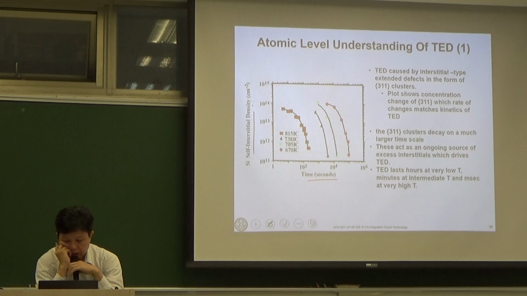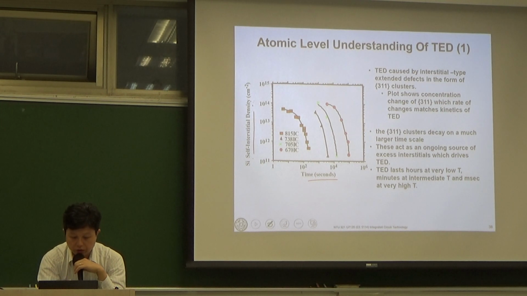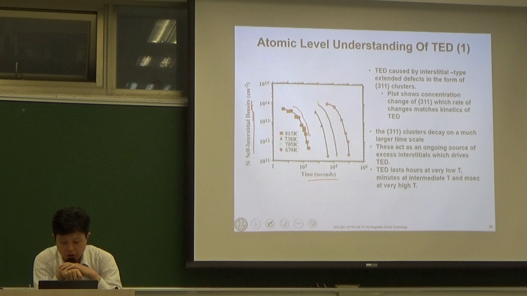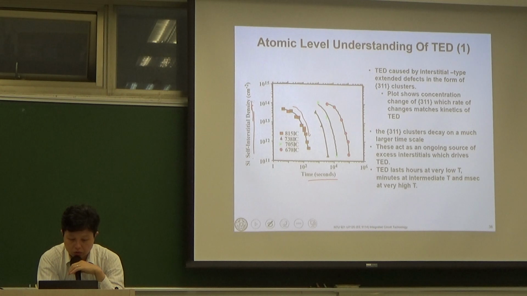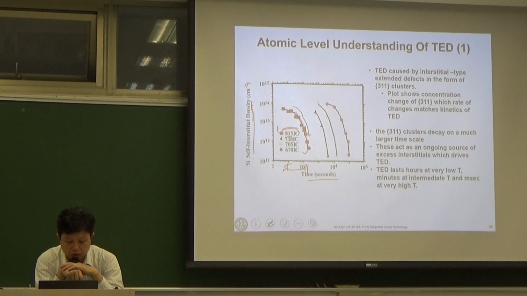Okay, so from here you can see this defect density will drop when we increase our annealing time. And at higher temperature, like this red curve, within a shorter time you can reduce this defect density to maybe the 10 to the 11 level. Okay.